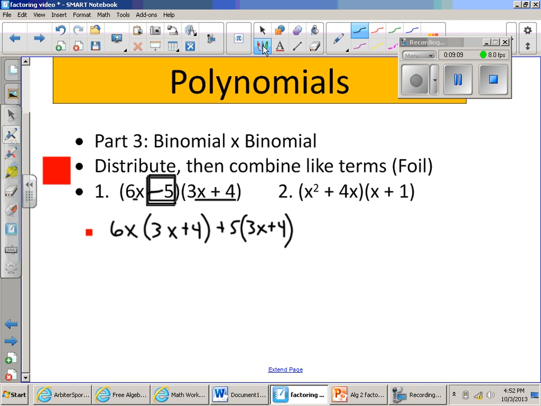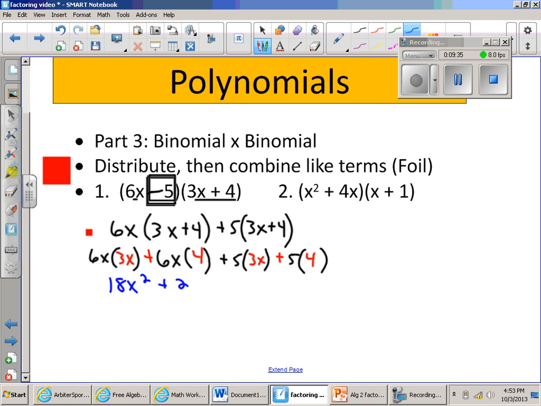Now let's distribute. We have 6x twice. 3x plus 4, plus 5, 3x plus 4. 18x squared plus 24x plus 15x plus 20. We have like terms here. Plus 24 and plus 15 combined to be 39x. 39x.